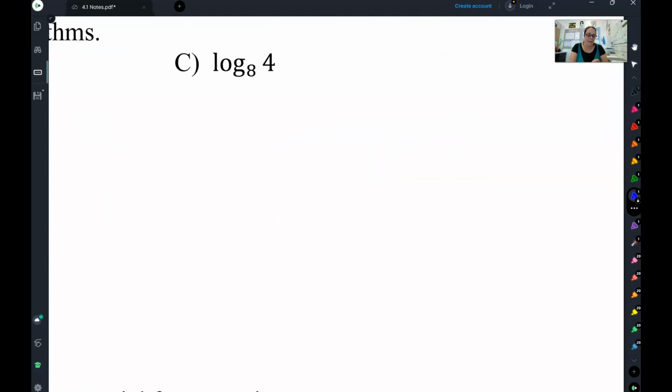Now, if we think of that here with C, where I think, 8 to what power gives me 4. That's a little harder to think about. Let's write it out. 8 to what power gives me 4. I can't really change 4 to base 8. So I can't use my one-to-one property, which means that this is actually a calculator question.